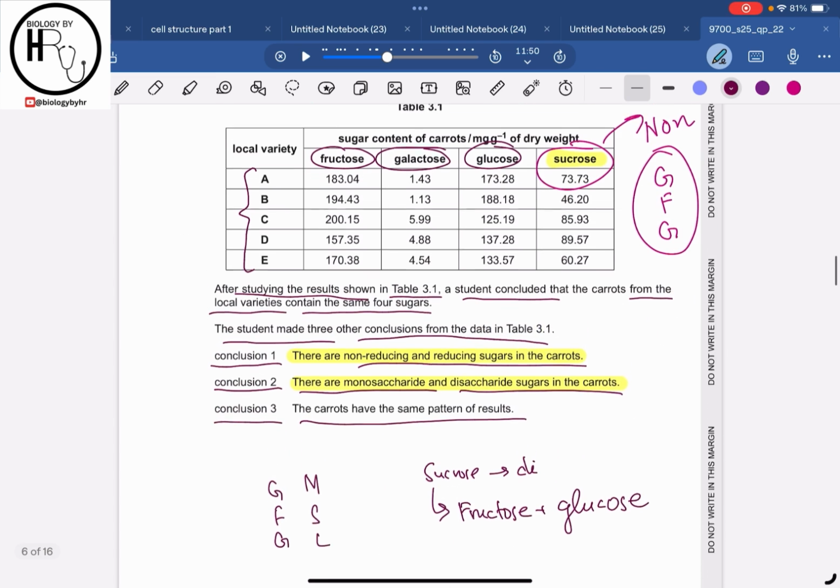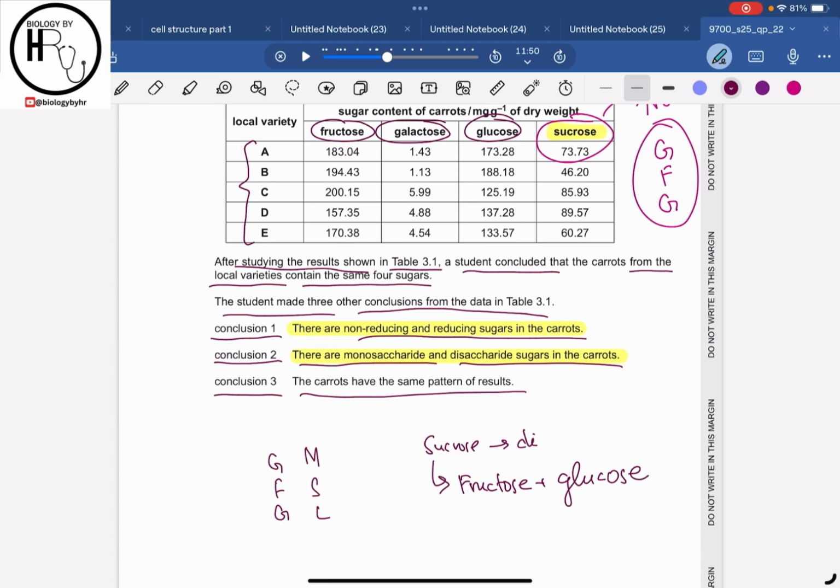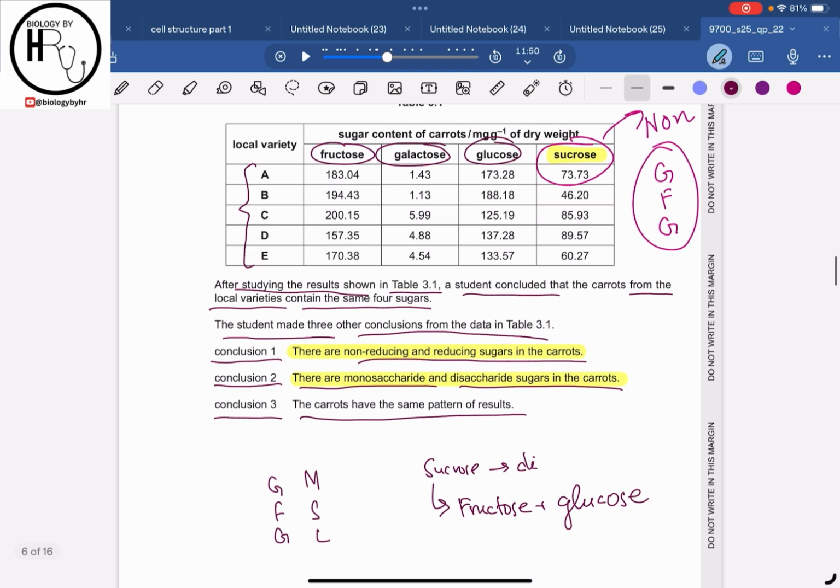Then in conclusion 3, they are saying that the carrots have the same pattern of results. If I talk about the highest percentage of sugar present in the carrot, I believe it would be fructose, right? Fructose is highest in A, B, C, D and E. The amount of fructose is highest, and the lowest sugar is galactose in all of these 5 varieties.